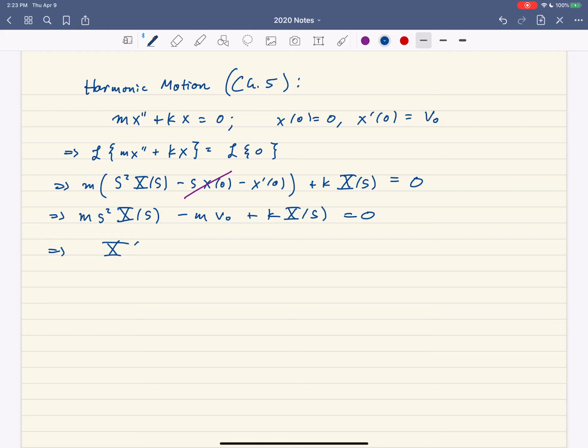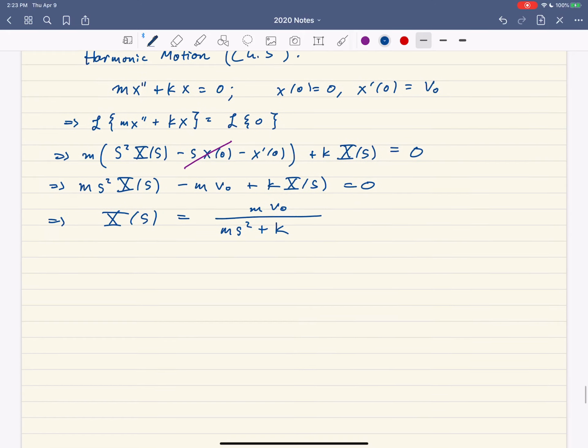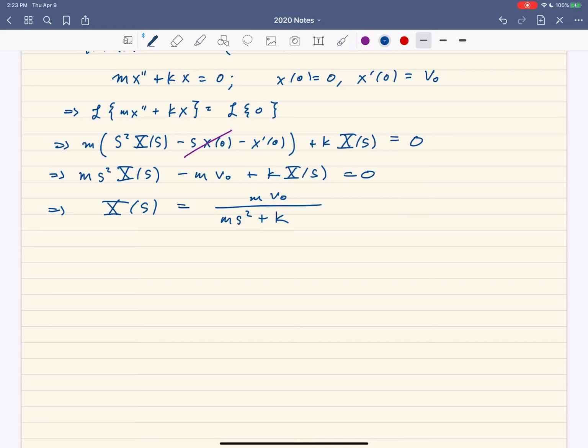Solving for capital X and moving the m v0 over to the right, we add m v0 and divide by the term in front of capital X, which is m s squared plus k. This is actually where I want to stop. I'm not looking to actually solve this equation. I just want to show you that we can get to this point with the Laplace Transform method. You could go through and solve this; it's perfectly straightforward.